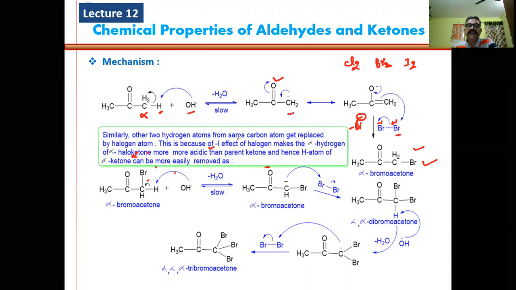Similarly, the other two halogen atoms from the same carbon atom get replaced by halogen atoms. This is because the minus I effect of halogen makes the alpha hydrogen of alpha haloketone more acidic. Halogen के आने से ये hydrogen और acidic हो गए. Now OH negative can easily attack on it. One by one, all the three hydrogen atoms get replaced.